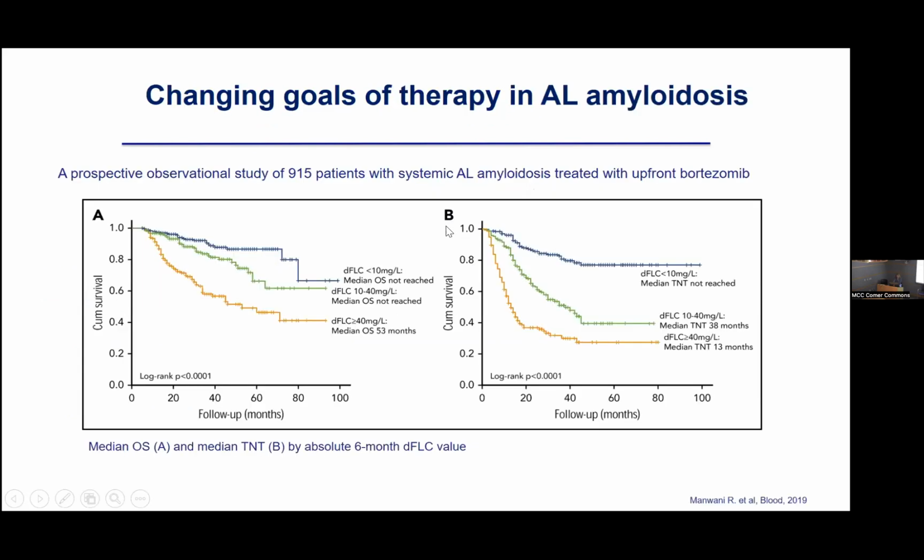This was just a prospective observational study in patients treated with bortezomib upfront regimens, and it shows that I'm thrilled when I get that difference-free light chain less than 10, which is even better than a CR. Those patients clearly do the best. And this is true amongst myeloma too: clearly if you respond to therapy, you do better, but does escalating therapy to get them to do better actually improve outcomes? In myeloma, I think that's questionable, and I'll argue that till the day I die.